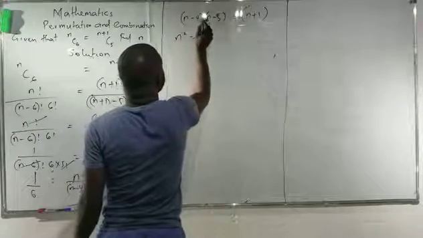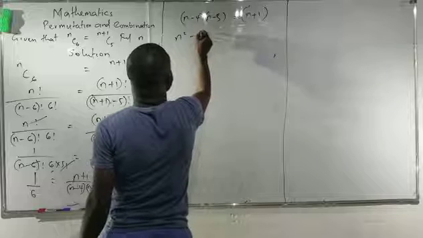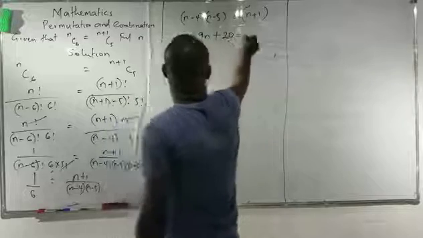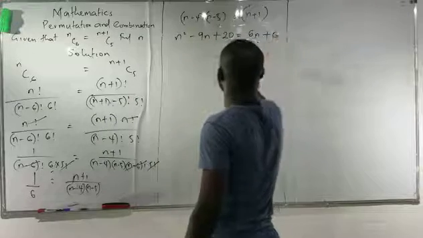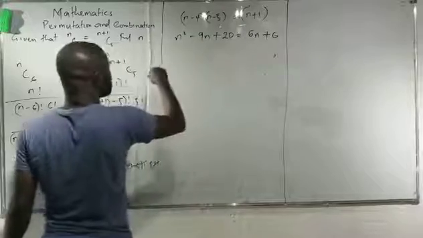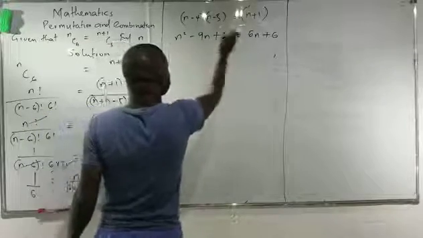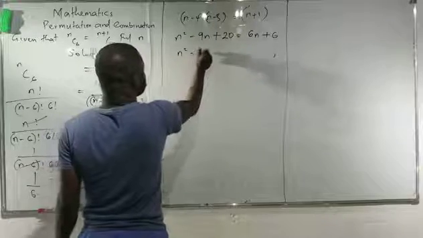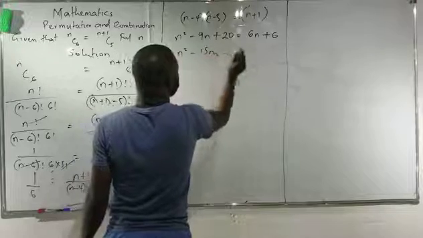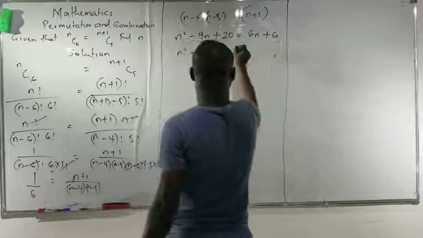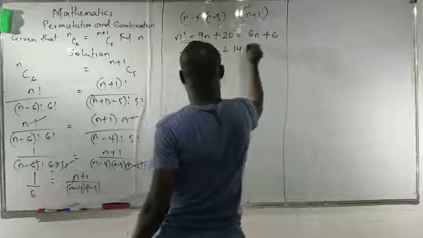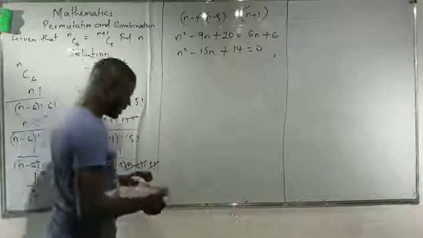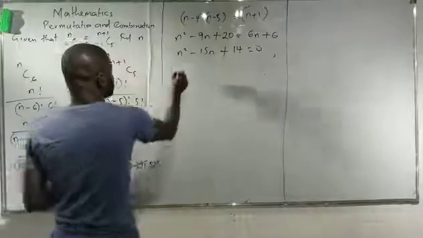n squared minus 9n plus 20 equals to 6n plus 6. This one will be, I'll be having n squared minus 15n plus 14 equals to 0. That is just it. I'm very sorry for that mistake. Now, what I just need to do is to factorize.